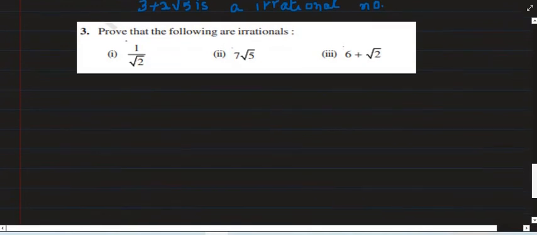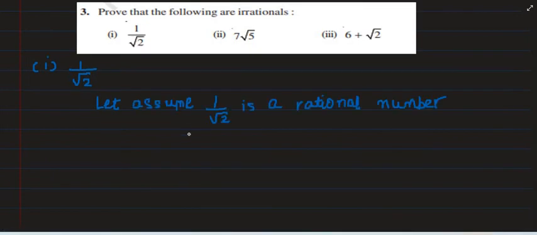Okay, now we will do question number 3. In this question, we have to again prove that these given numbers are irrationals. Here also we will be using the contradiction method. We will take the first part. So we will assume that 1 by square root 2 is a rational number. Let's assume 1 by square root 2 is a rational number.